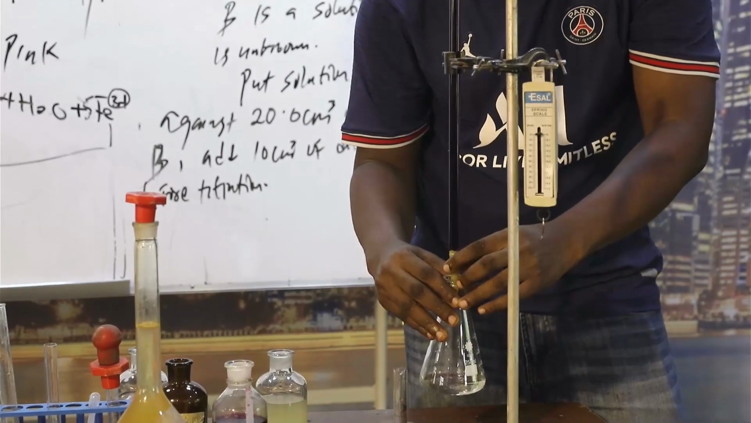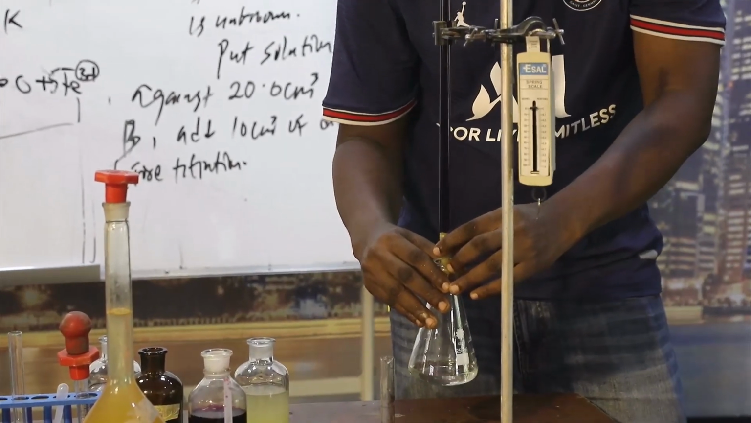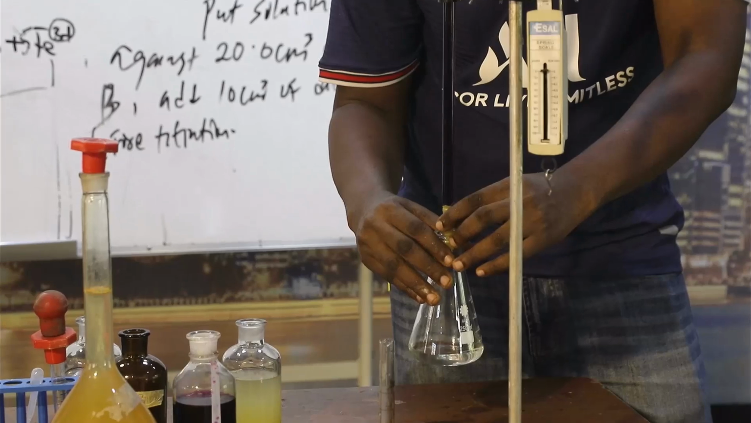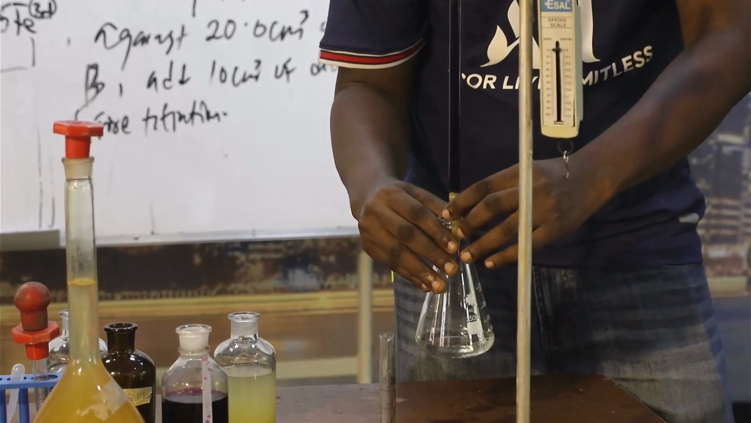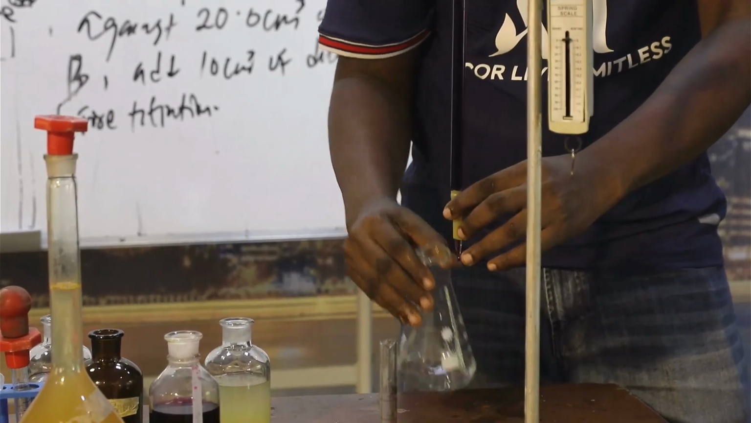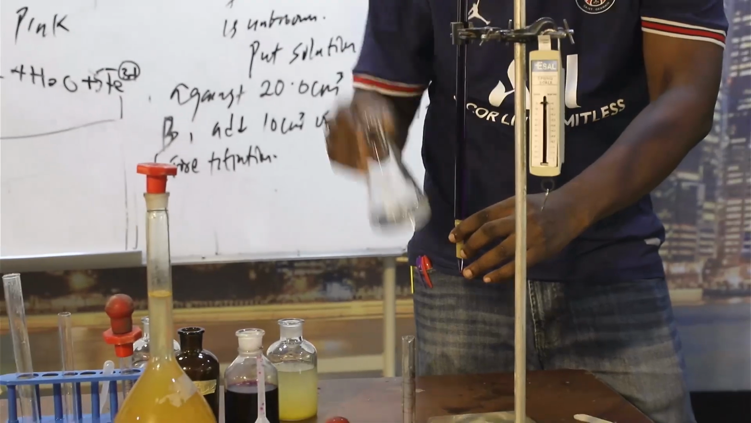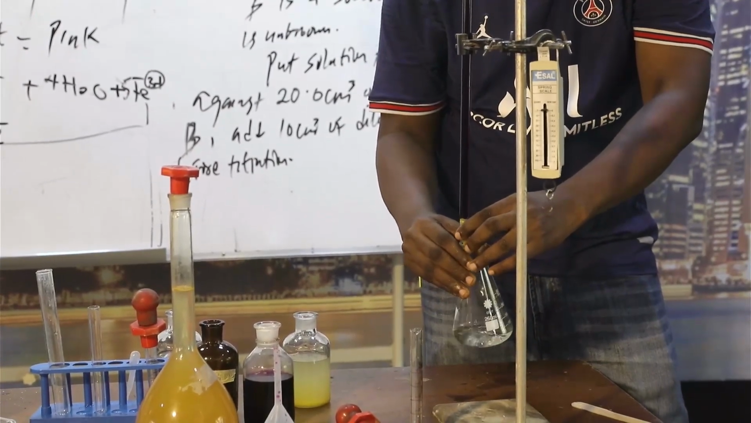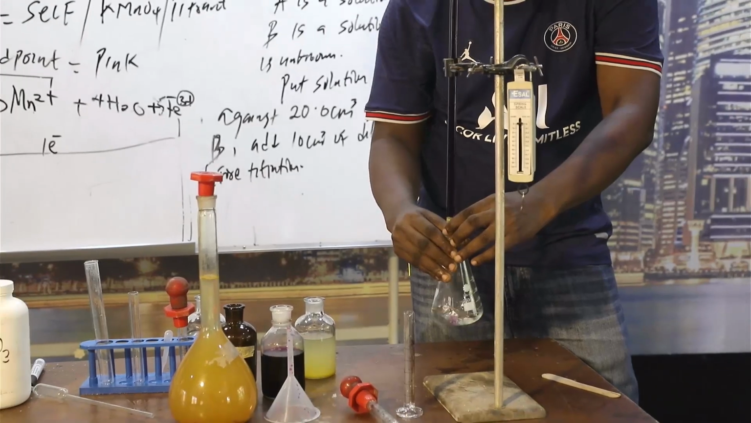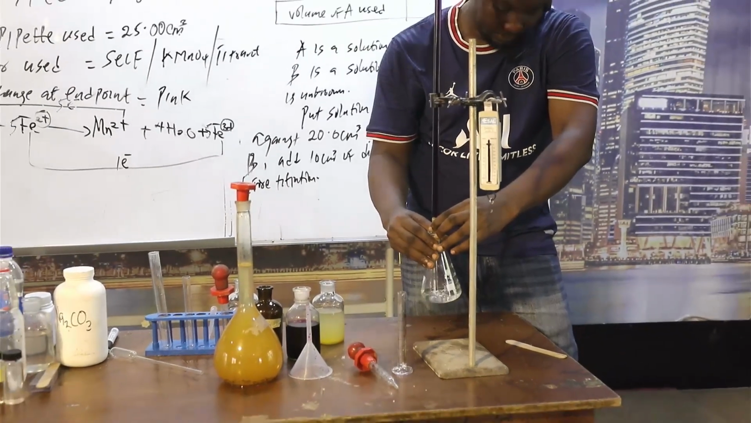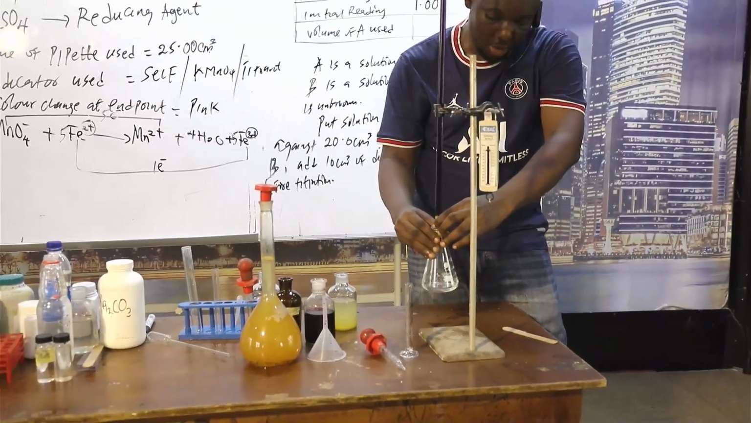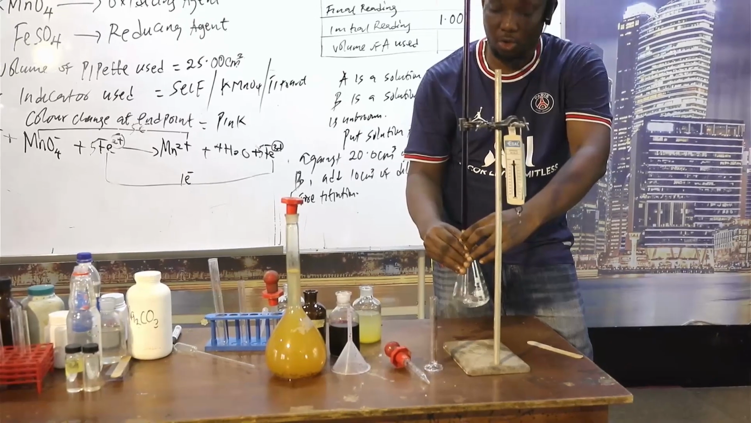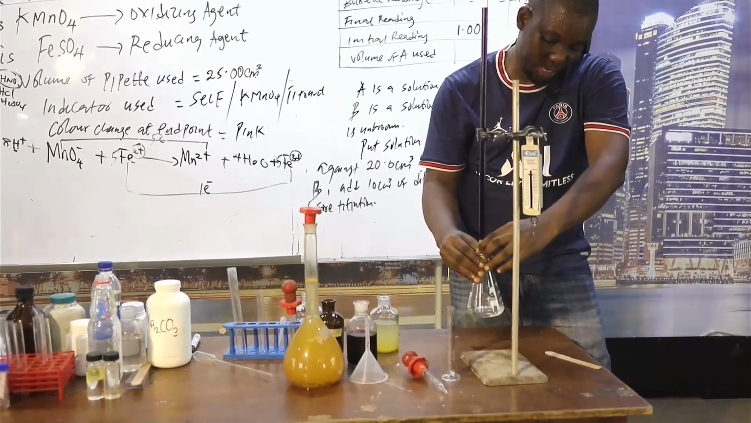At that point, it is being reduced. Who is reducing that manganese 7? Fe2+, because Fe2+ is what you have here. So as I'm titrating this now, going in here, it is being reduced, turning to what? Colorless. I'll keep titrating until the reaction occurs. So let's see if the reaction will occur.